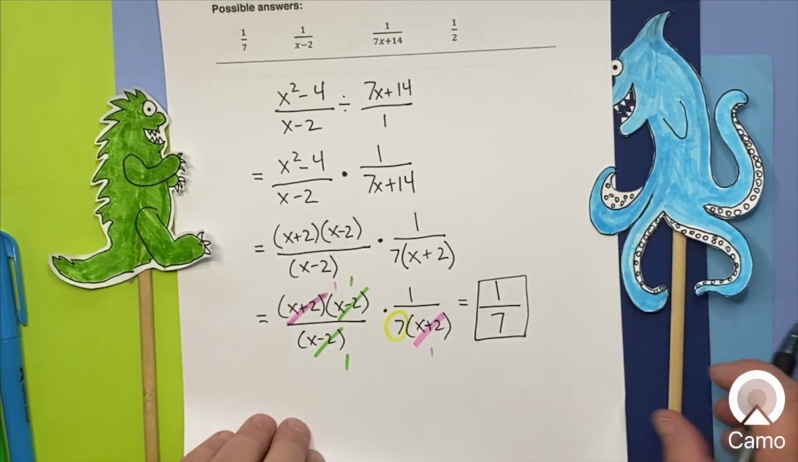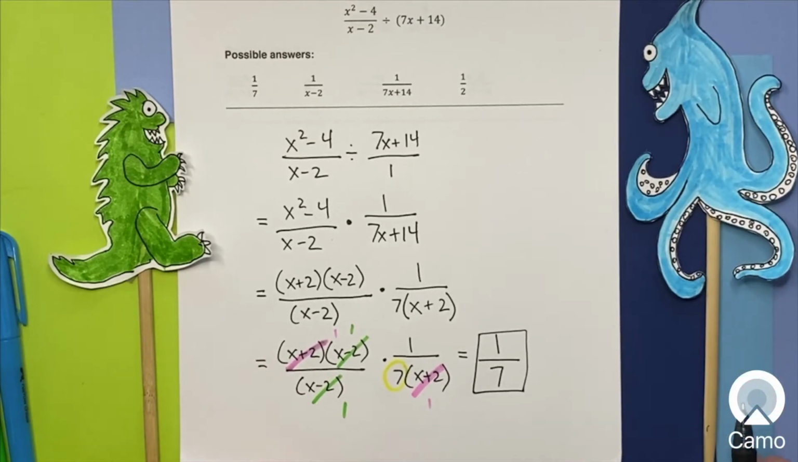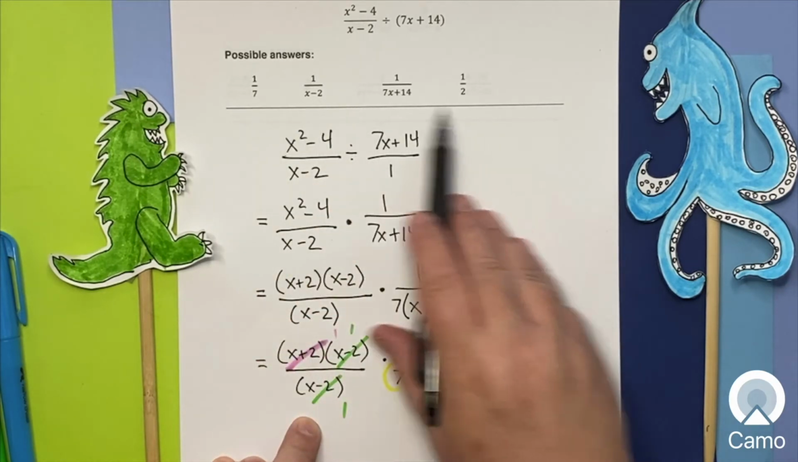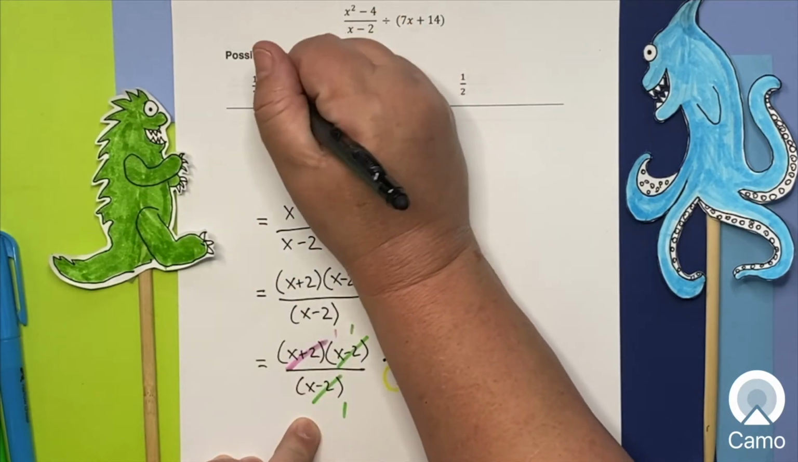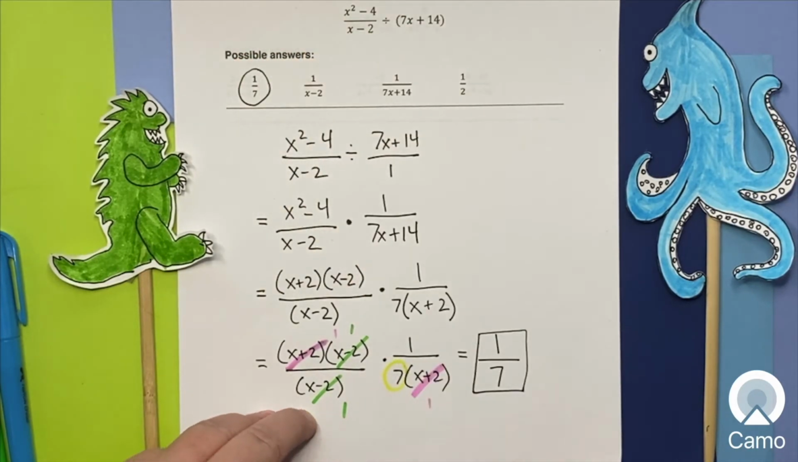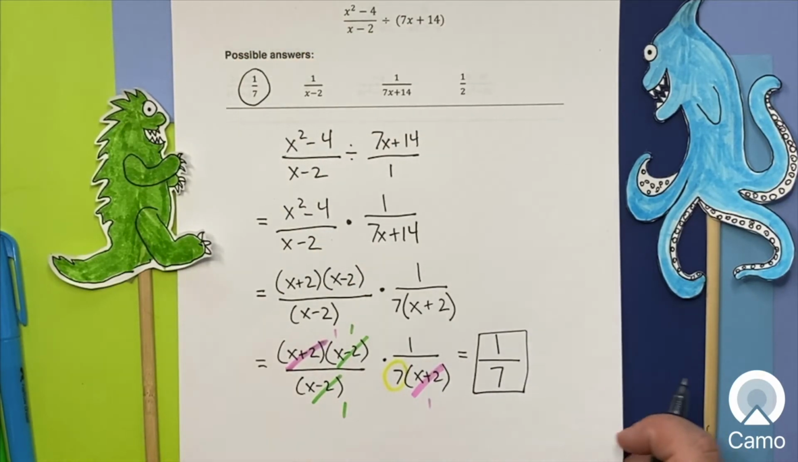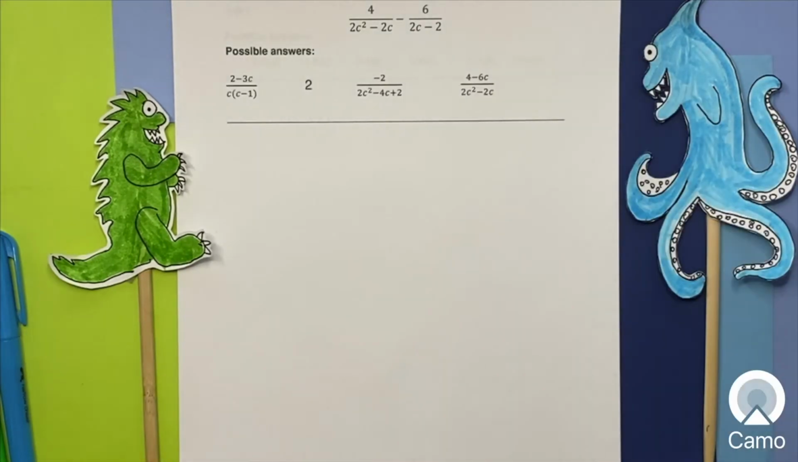Now, this time, let's remember to answer right away. So I think the answer is 1/7, and sure enough, totally randomly, it's the first one. Again, I'm sorry, I forgot to mix them up. So there's the divide and simplify. It's not too bad. That's number 4 down.